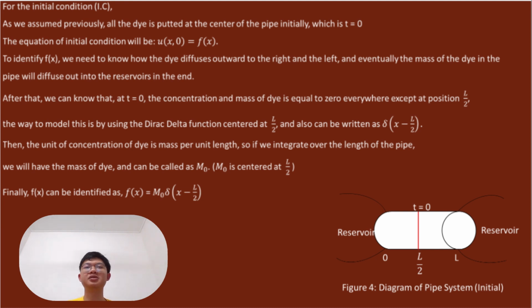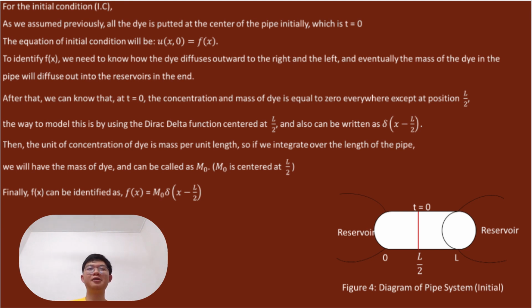To solve this equation, we need the boundary conditions and the initial condition. For the boundary conditions, we will assume that the long pipe is connected at both ends to a huge reservoir. Next, we will also assume that the dye is put at the center of the pipe and the dye diffuses from the center of the pipe to the right-hand side and to the left-hand side like this. Next, we will put the coordinate system into the pipe system.